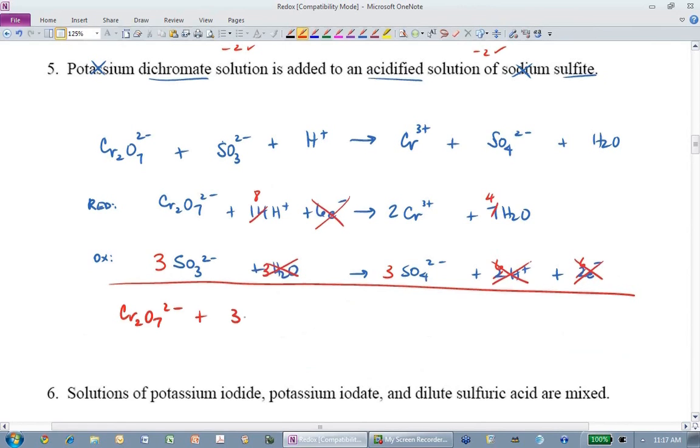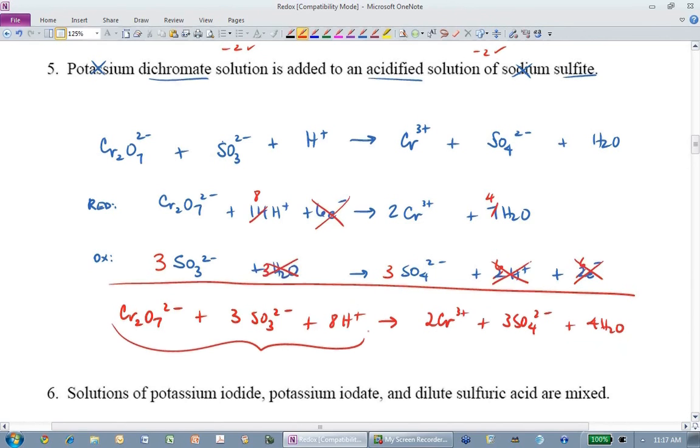Cr2O7 2- plus 3SO3 2- plus 8H+ yields 2Cr3+ plus 3SO4 2- plus 4H2O. Total charge over here.